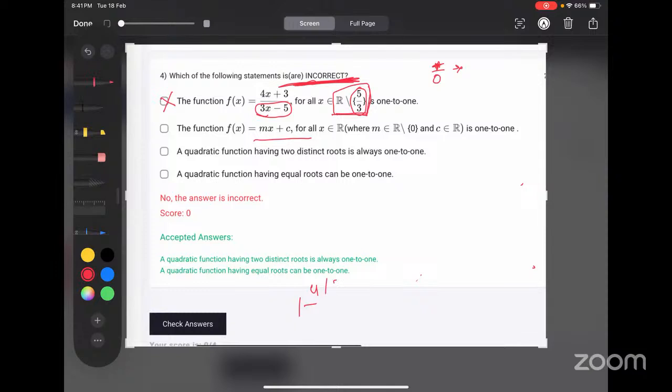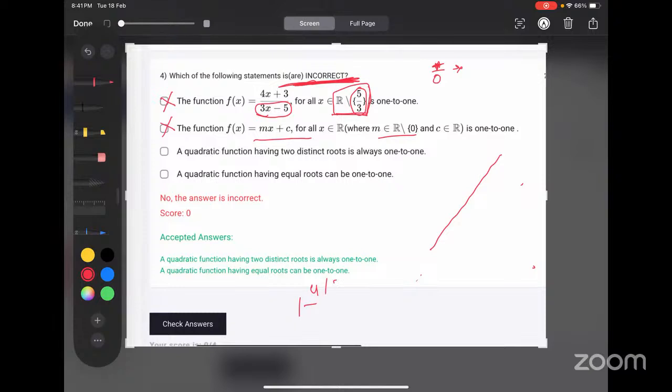Yes. Okay. So the second option is a line and m is not equal to 0. That means it will not be a horizontal line, right? Slope is not 0 means it will not be parallel to the x-axis. So we will get a line like that. It will always pass the horizontal line test. So this is a one-one function and this is incorrect. That means the answer is incorrect, right?